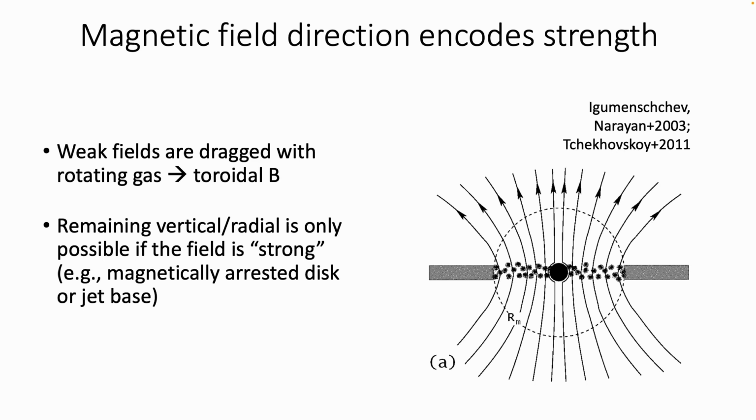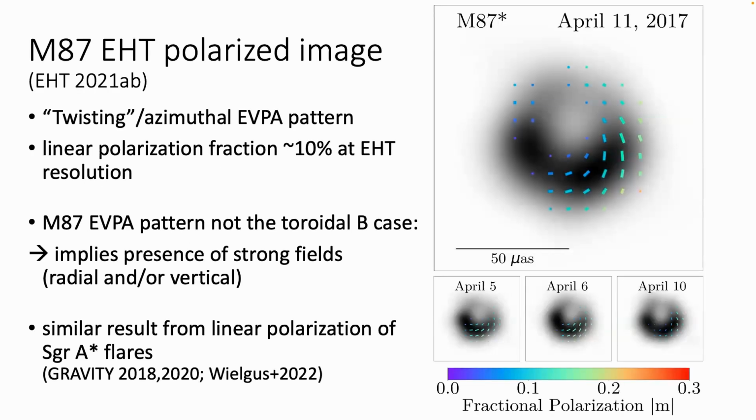Okay, great. So we can just go to the M87 Event Horizon Telescope polarized image, which is shown here. Our asymmetric ring that was in colors before is now the grayscale in the background. The ticks are showing the measured electric vector polarization angle, and you can see this shows a twisting pattern. The length of the ticks is polarized flux, and the color coding is their fractional polarization. So something like 10% linearly polarized at the scale of our resolution, the Event Horizon Telescope.